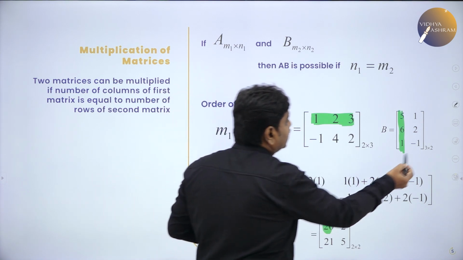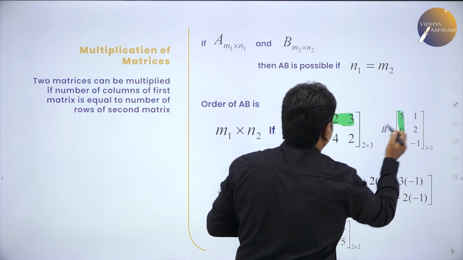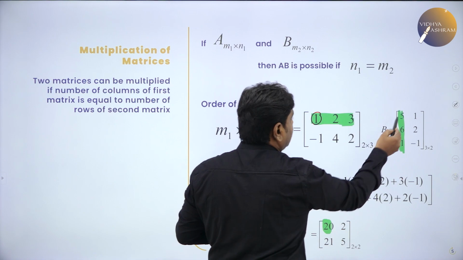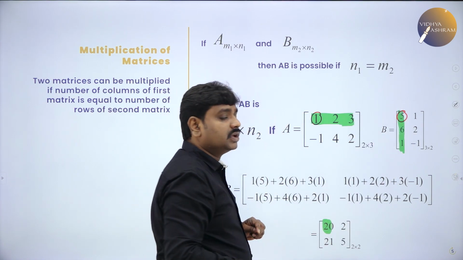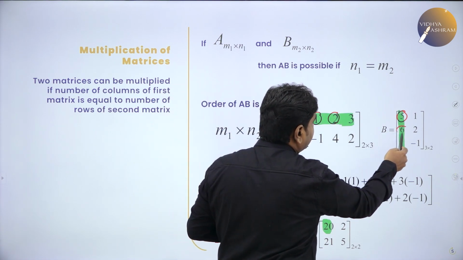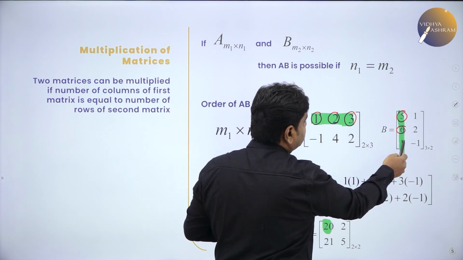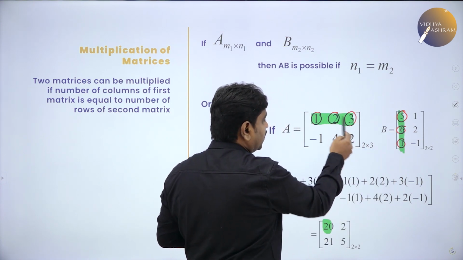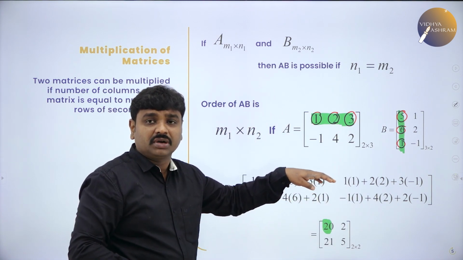First row first element ಏನಿದೆ ನೋಡಿ, first row first element 1 ಇದೆ, ಹೌದಾ? First row first element 1, first column first element ಏನಿದೆ 5ಗೆ multiply ಮಾಡಬೇಕು, 1 into 5. Then first row second element 2 into first column second element 6, so 2 into 6. Then first row third element with first column third element, first row third element 3 into first column third element 1. So multiply first row with first column and add.